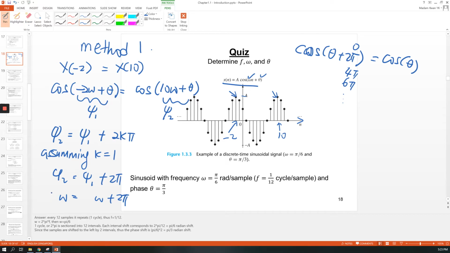So it should be 10 omega equals -2 omega plus 2 pi. Then you can move everything over and get omega equals pi over 6. Once you have this, you can take one of the points and check what theta is. So let's say I pick -2.